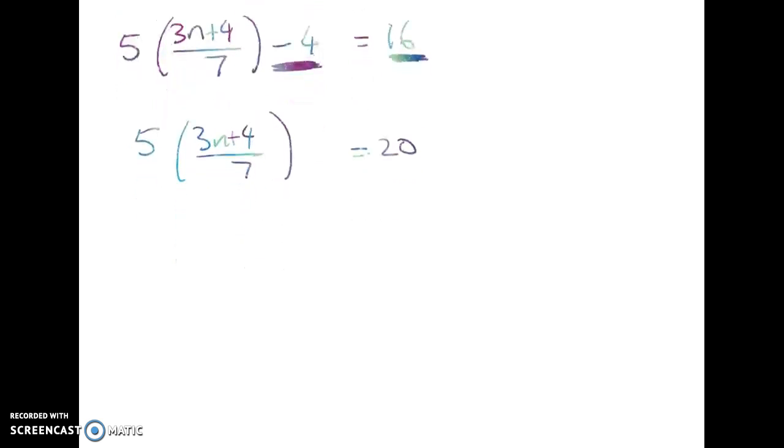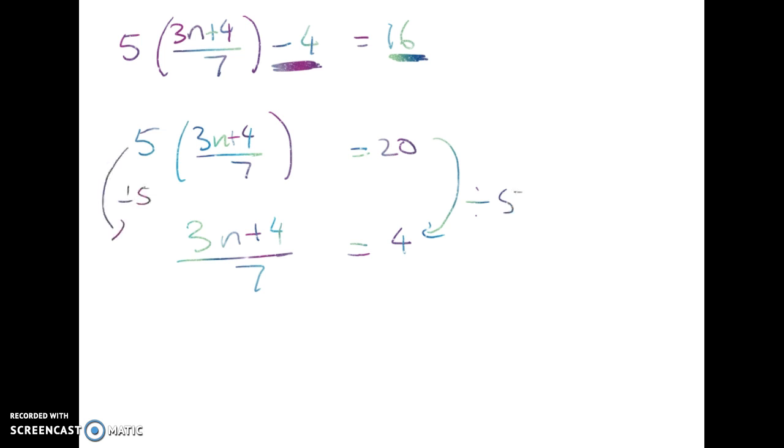Now I'm dividing both sides by 5, and I get 3n plus 4 divided by 7 is equal to 4. Next, I'm going to multiply by 7, so I get 3n plus 4 is equal to 28. Same thing on both sides.